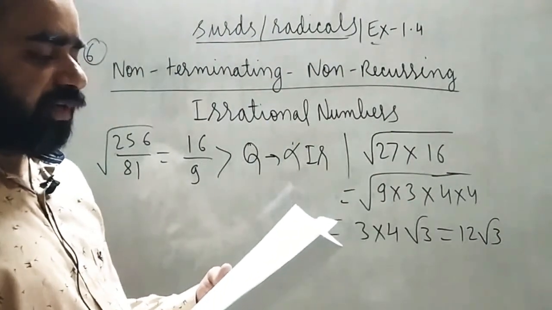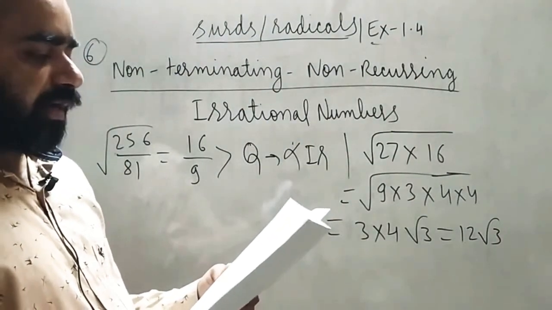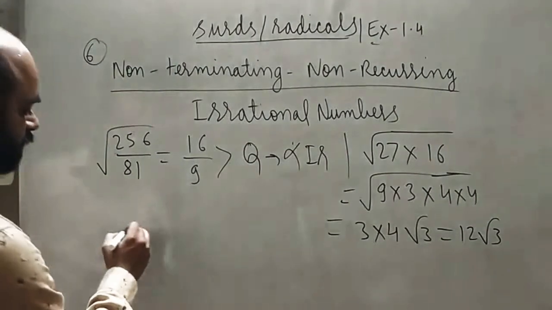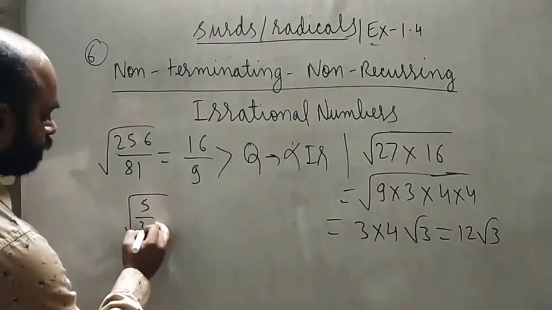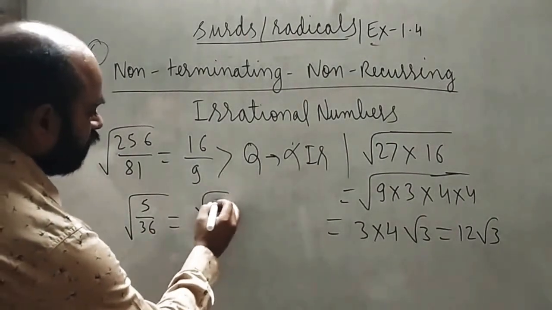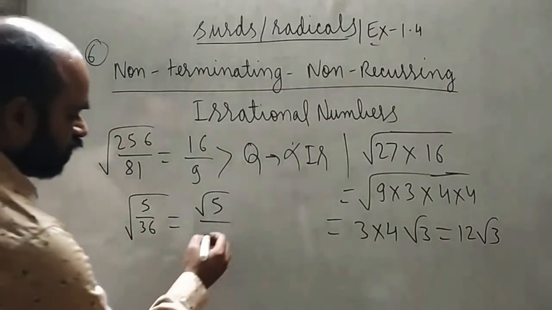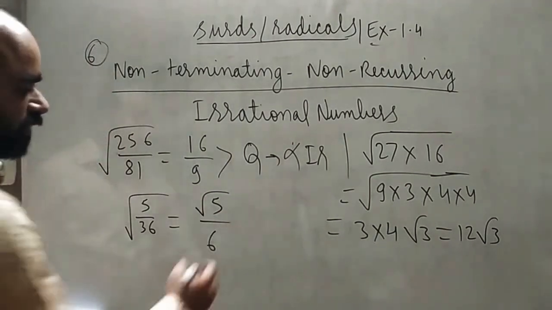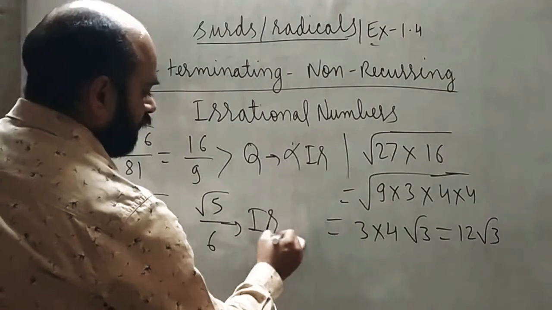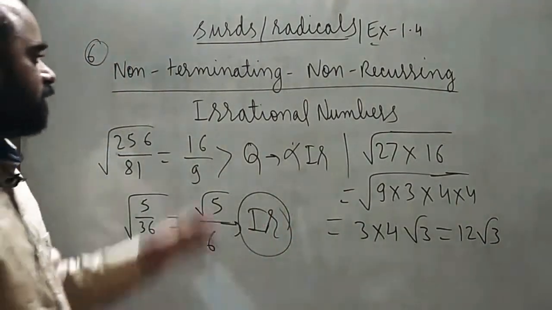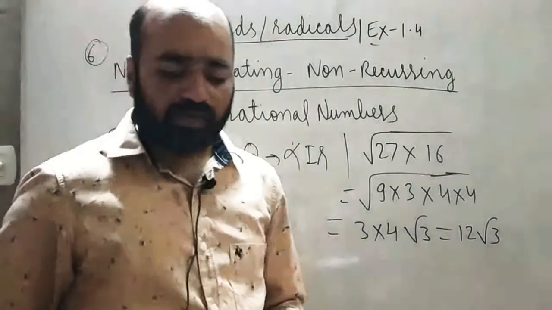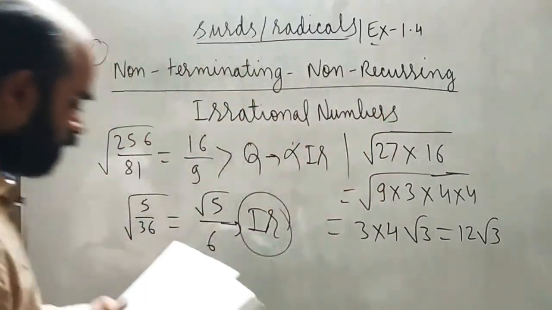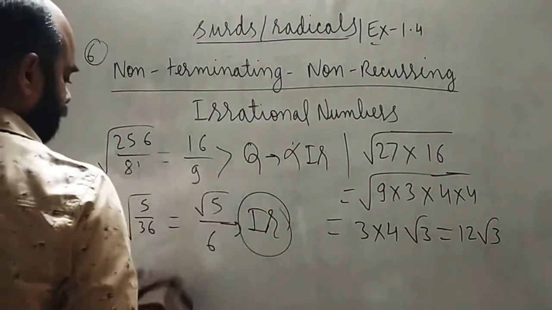It means non-terminating, non-recurring. Root 5 upon 36. This is also irrational. Why? We cannot take the square root of 5, but the square root of 36 is 6. So this is also irrational, and irrational means non-terminating, non-recurring. Clear? Next one is 7.